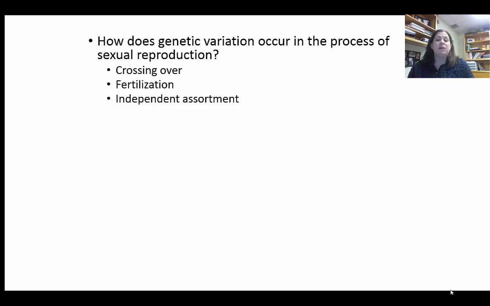Now remember also independent assortment. Independent assortment just means that chromosome 2 doesn't care what chromosome 5 is doing. Chromosome 5 doesn't care what chromosome 8 is doing. They're going to independently assort into different cells on their own, independently.